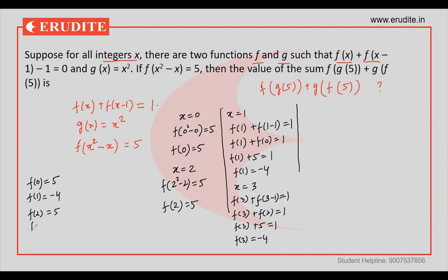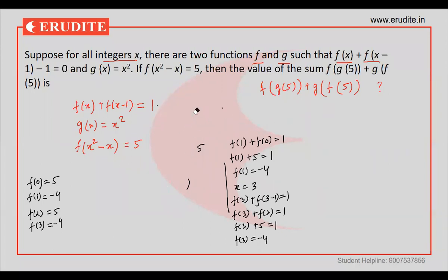So guys, we are getting some kind of pattern here: for x an even number, I'm getting the output as 5. For x an odd number, I will get function f value as minus 4. Now we have to find the value of, I'm removing this part so that I can make some space for me.